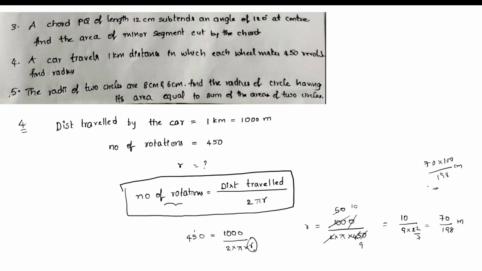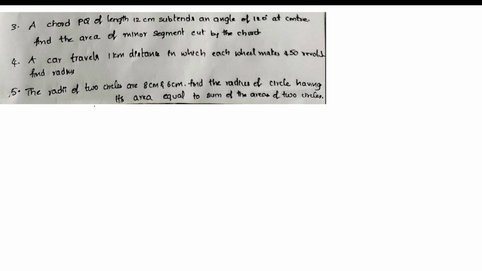Now the last question is very simple. The radii of two circles are 8 centimeter and 6 centimeter. So r1 is equal to 8 centimeter and r2 is equal to 6 centimeter. Find the radius of the circle having its area equal to the sum of the areas of the two circles.